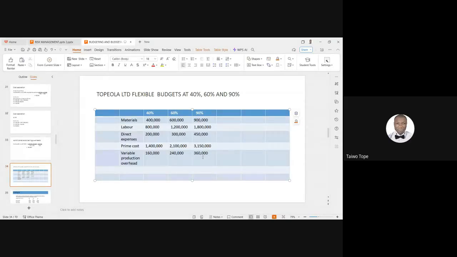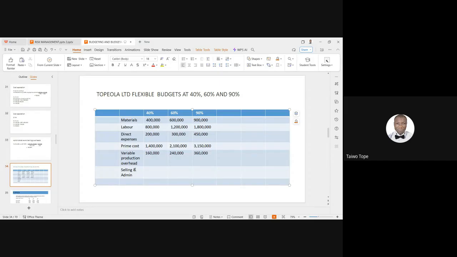If you want to apply the concept of marginal costing, when you add all your variable costs together in terms of production, you get marginal production cost. So which other variable costs do we have? Selling and admin.